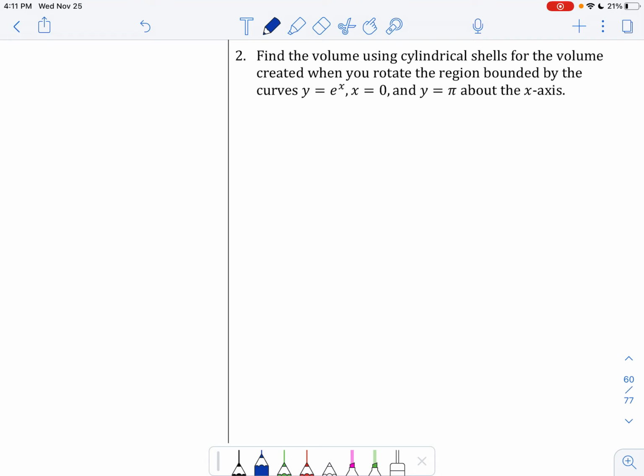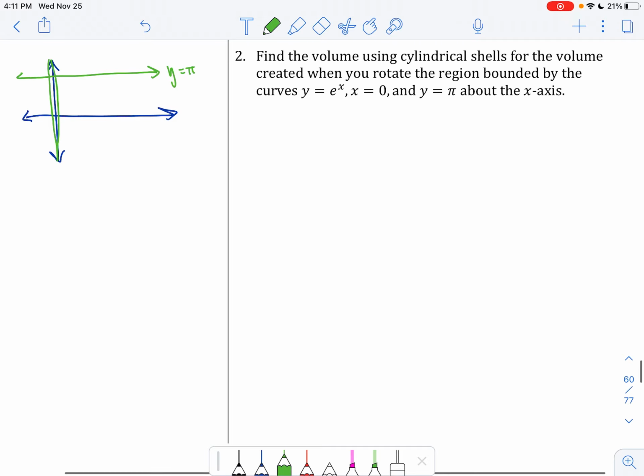So as usual with these, I am going to start by drawing a picture. So we've got our curves. We have our bounds. We have y is equal to 0, so that would be this. We've got our y is equal to pi, which is a horizontal line, and then e to the x, just like so.